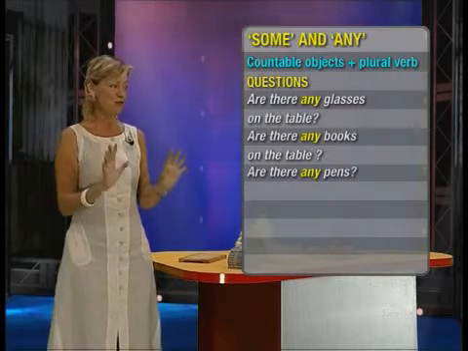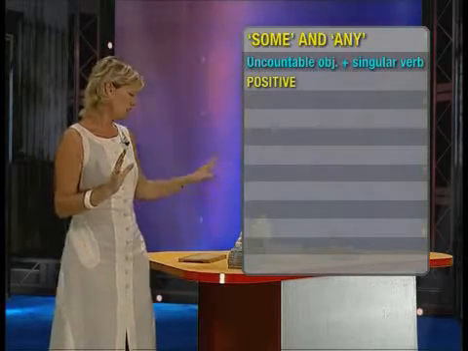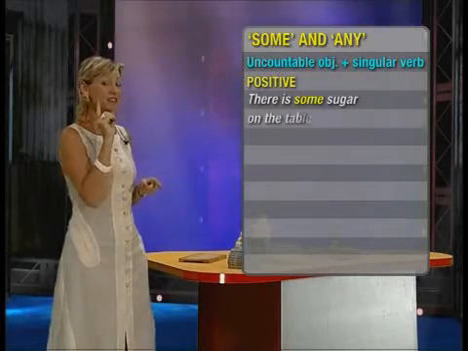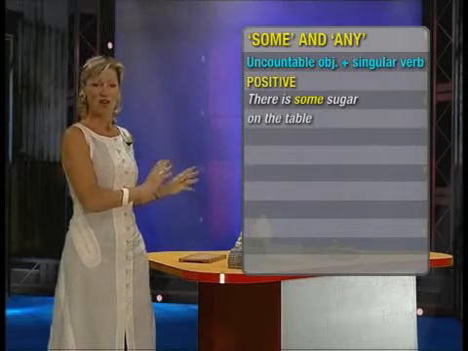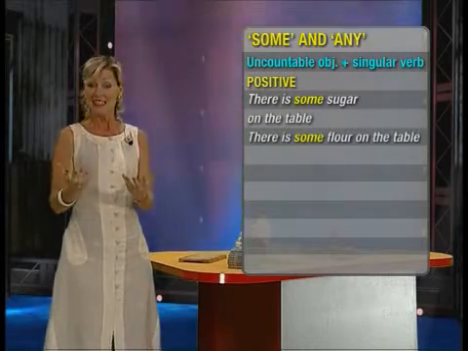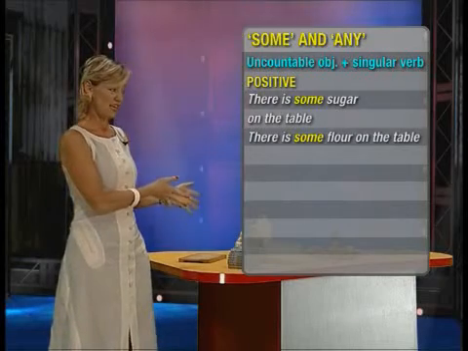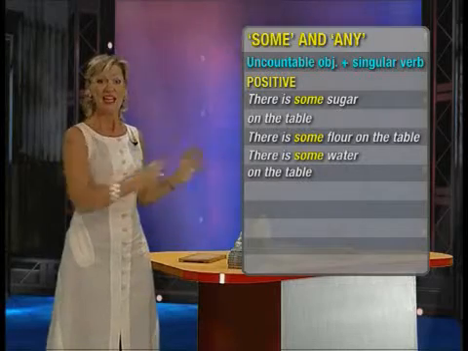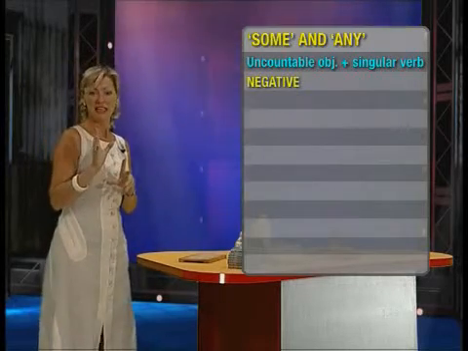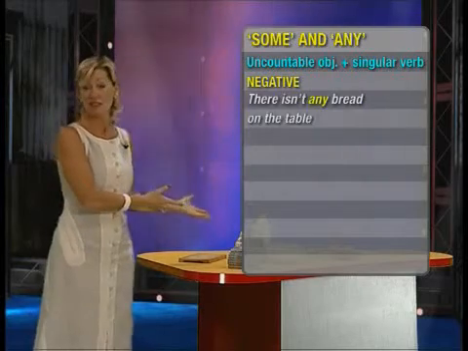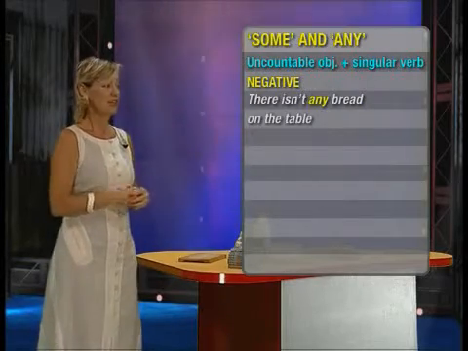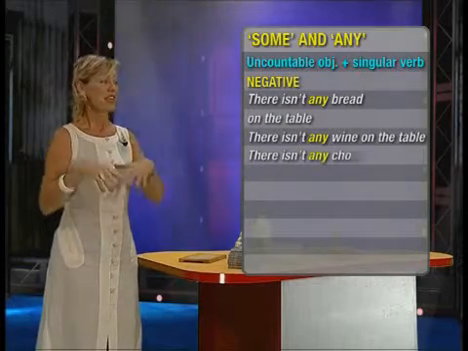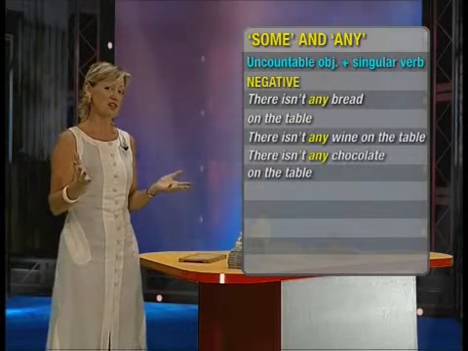Good. Now, let's move on to uncountable objects. These ones here. The examples are, there is, singular verb, some sugar on the table. There is some flour on the table. There is some water on the table. Okay? Negative, again, we use any. We say there isn't any bread on the table. There isn't any wine, a liquid, on the table. There isn't any chocolate on the table.